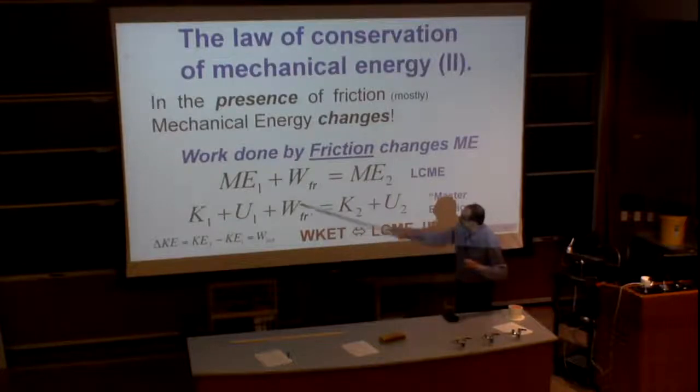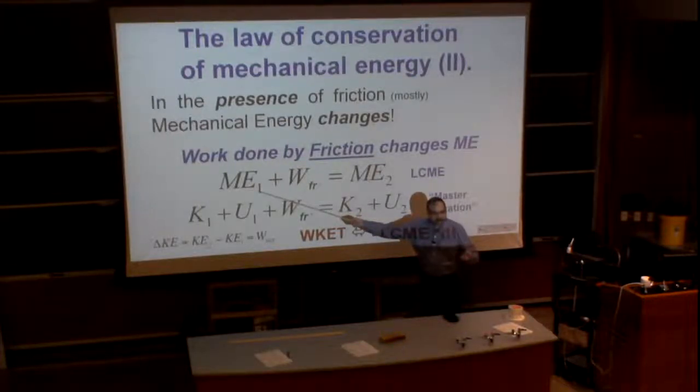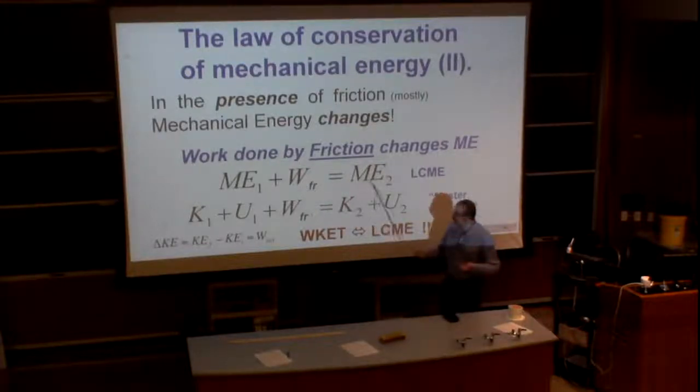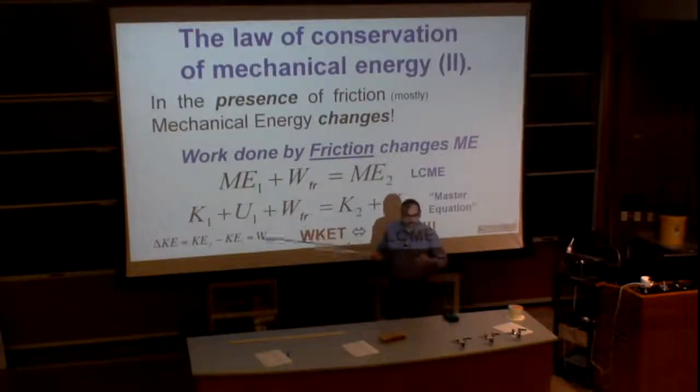And so this statement has been derived from Work-Kinetic Energy Theorem. This statement is derived from the statement above. This statement says if we have a system and we calculate the sum of initial mechanical energy and the work done by friction, that will give us final mechanical energy. Mechanical energy, by definition, is equal to the sum of kinetic and potential. So that's the same equation, just more details.